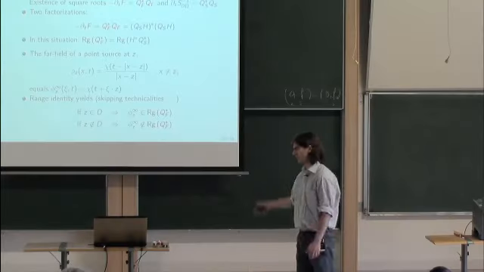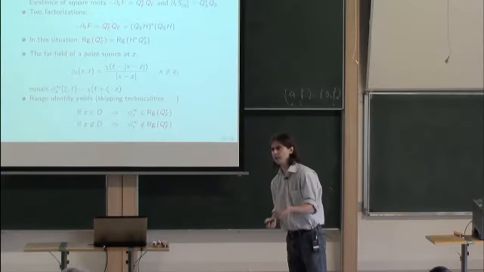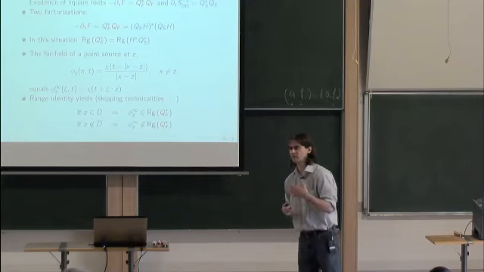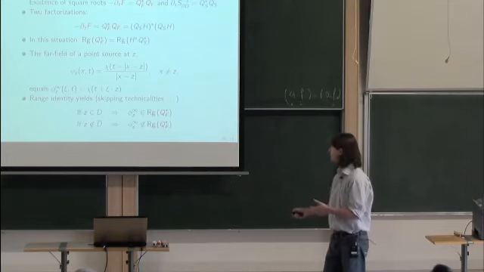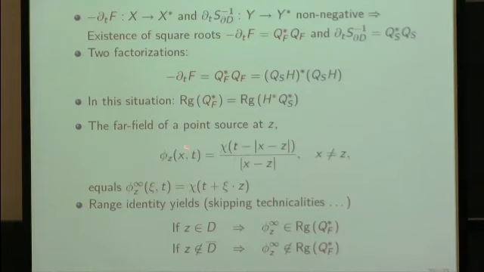And now it's the same situation as yesterday. The range of H star characterizes the obstacle via special test functions. These test functions are now far field of point sources. That's what you expect if you know the theory. And those just look like that. Which brings us back to Plummer's talk in some sense.